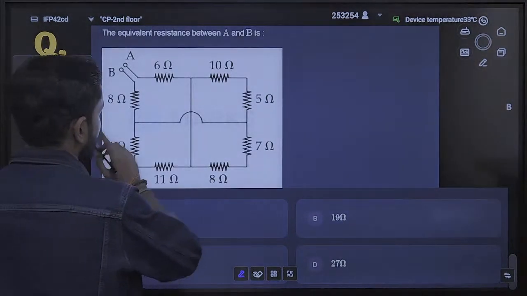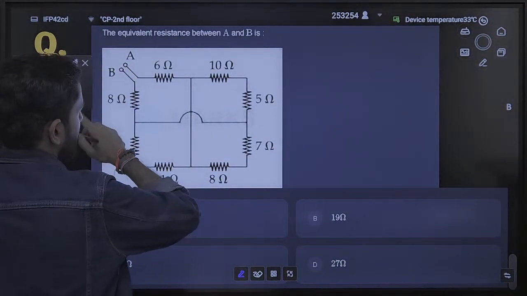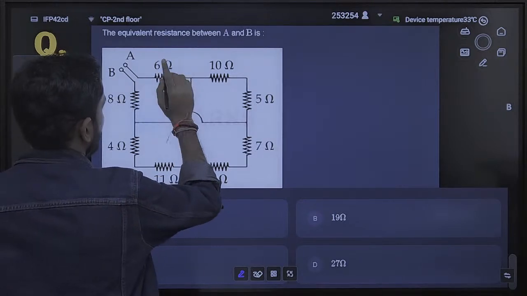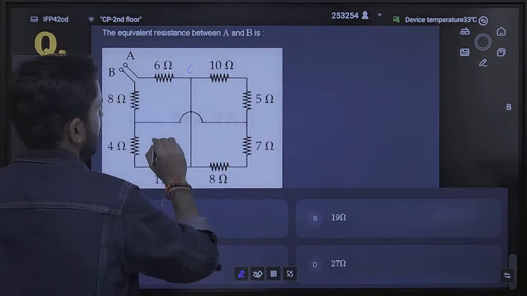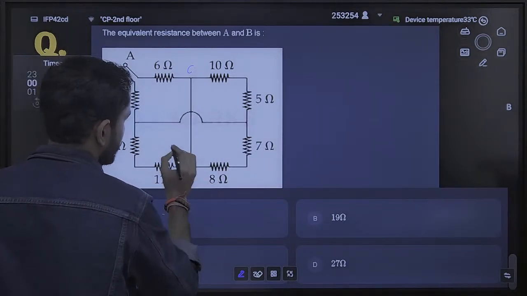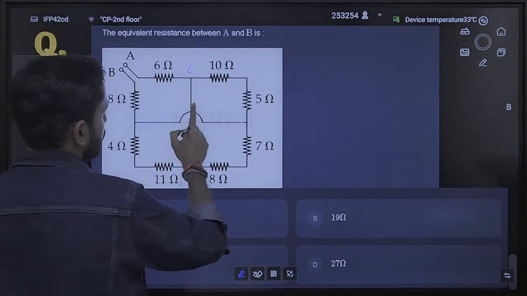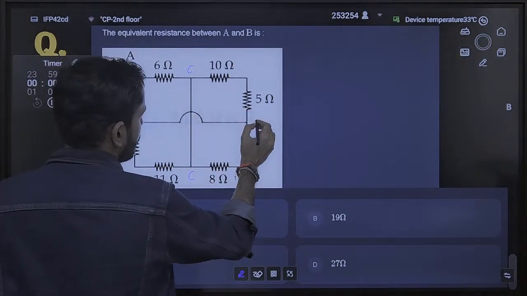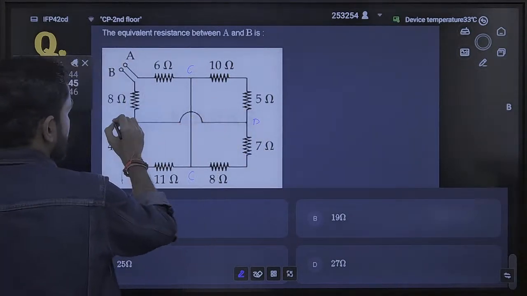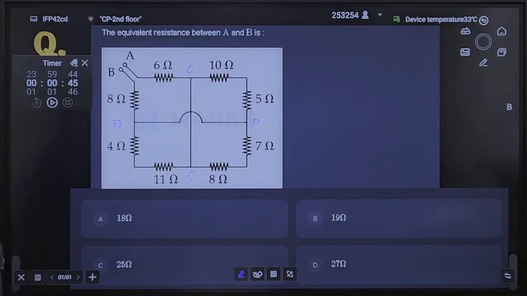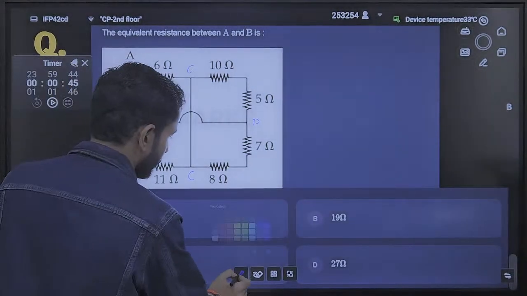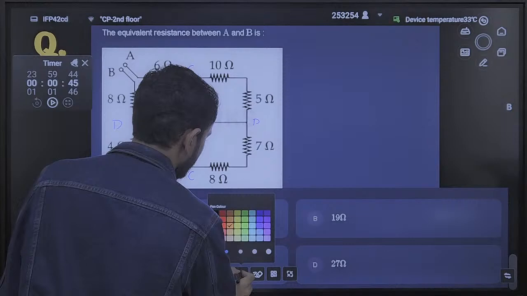Let's start. This point is A, this point is B. Let's start from here. I don't know about this point, let's make it C. If this is C, I can make this point also as C. Correct? Now, further, this point I don't know, let's make it D. If this is D, I can make this also as D. Now we'll see how simplification will be done for this question.